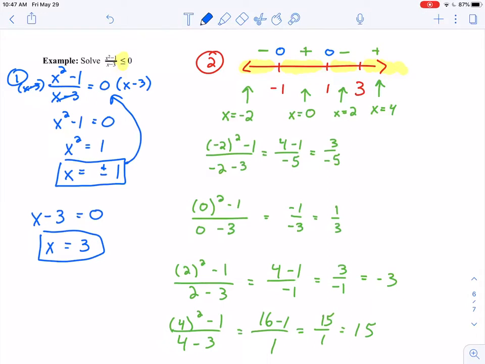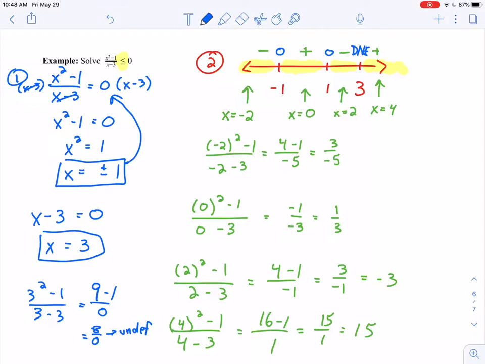At 3, though, this one's tricky. If you look at 3, we found that by figuring out where our function was discontinuous. And if you weren't sure, you can always take that number and plug it in. 3 squared minus 1 over 3 minus 3. This is 9 minus 1 over 0, or 8 over 0, which is undefined, or does not exist. So I'm going to make a little note to myself over here that my function does not exist at 3.